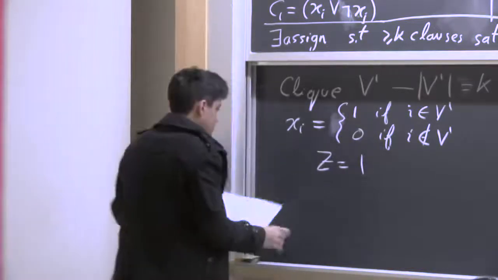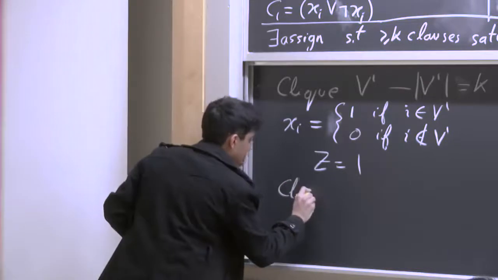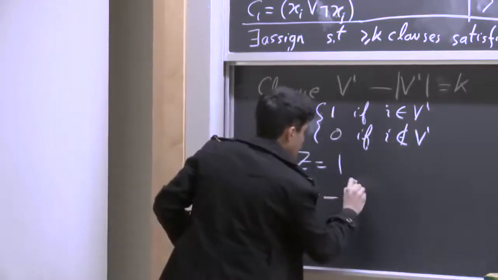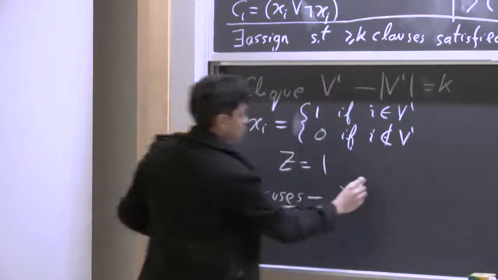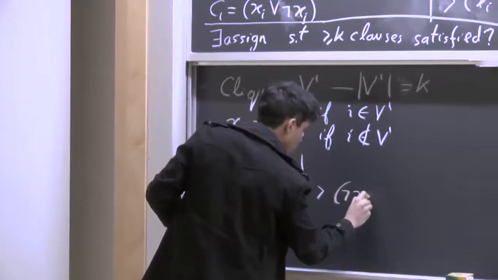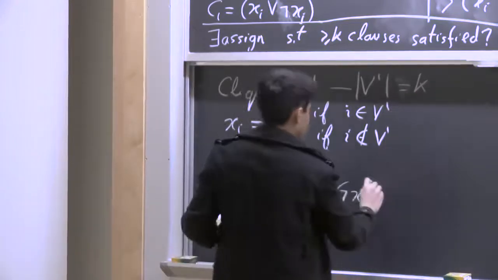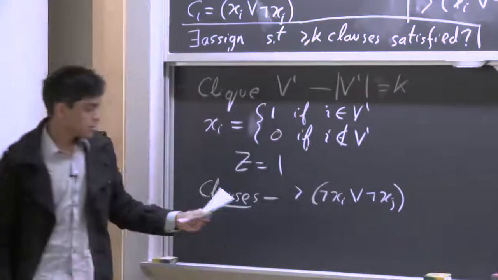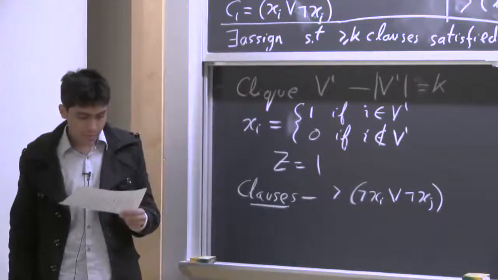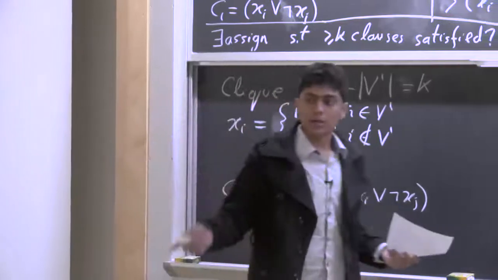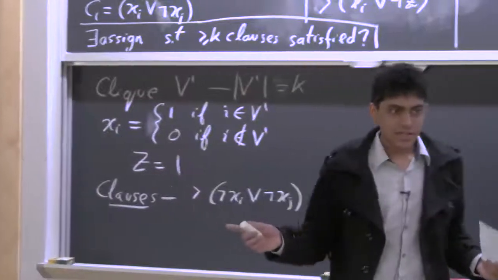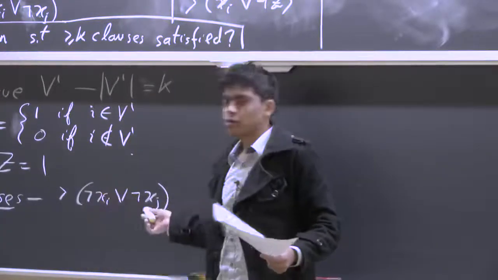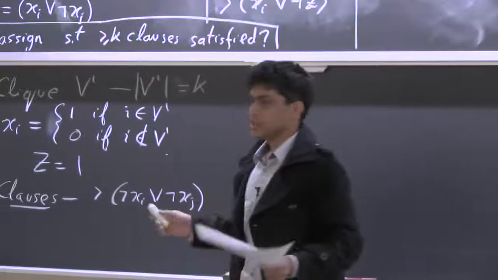Okay, so now let's look at how many clauses are satisfied. The first type of clause was not xi or not xj. How many of these clauses are being satisfied? First case, i and j are both outside v dash. Is the clause satisfied in that case? Yes, because by definition, if they're outside v dash, they're both 0. So the nots are both 1. So if i and j are outside v dash, you're good.